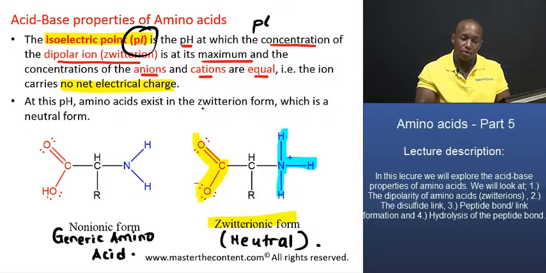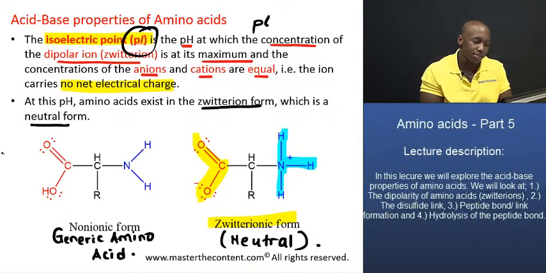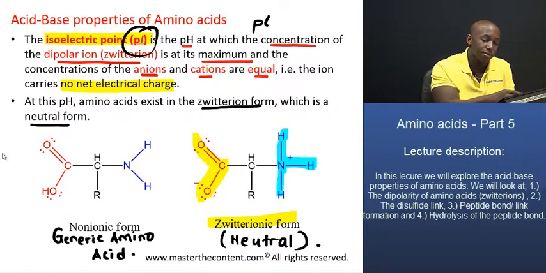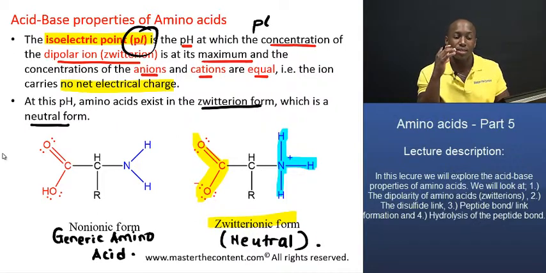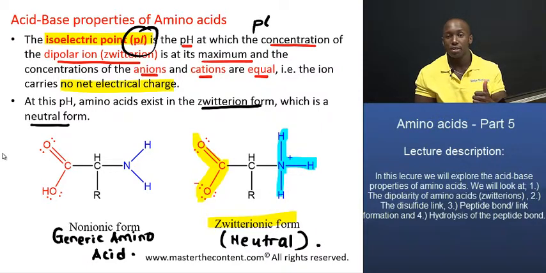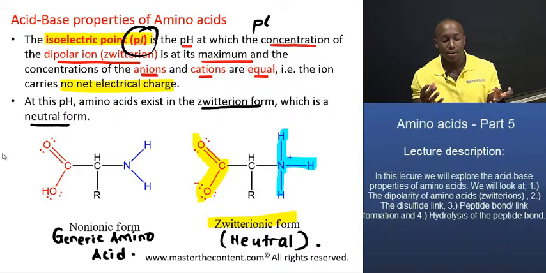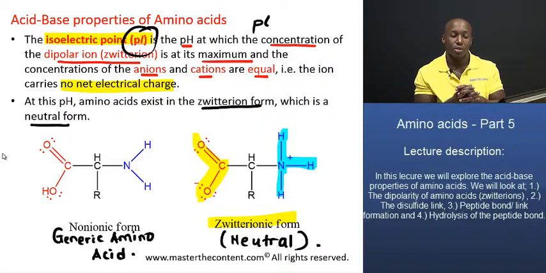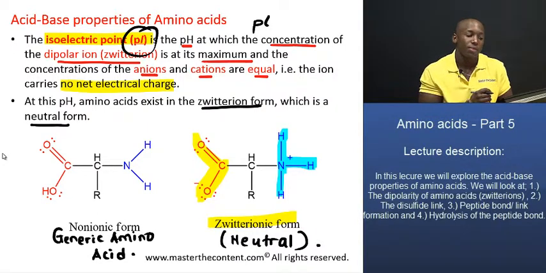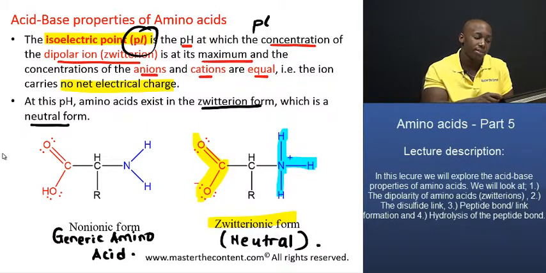Okay, so the zwitterion is a neutral species, and that's what you need to take away from the slide. You need to take away that, and you need to understand what the isoelectric point is. So at the isoelectric point, the concentration of the zwitterion is at its maximum, and the concentrations of the cations and the anions are equal, so they cancel each other out, and for that reason, the ion will carry no net electrical charge.